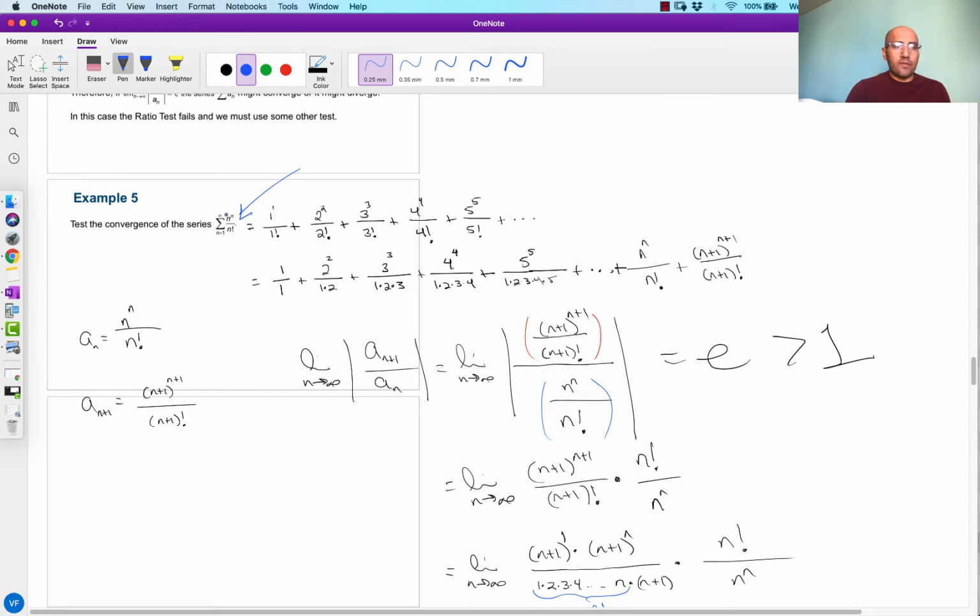So we can conclude that the original one we're working with diverges by the ratio test.